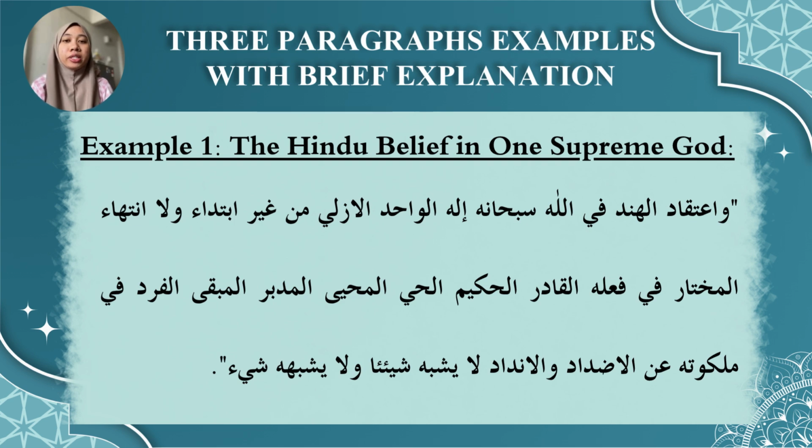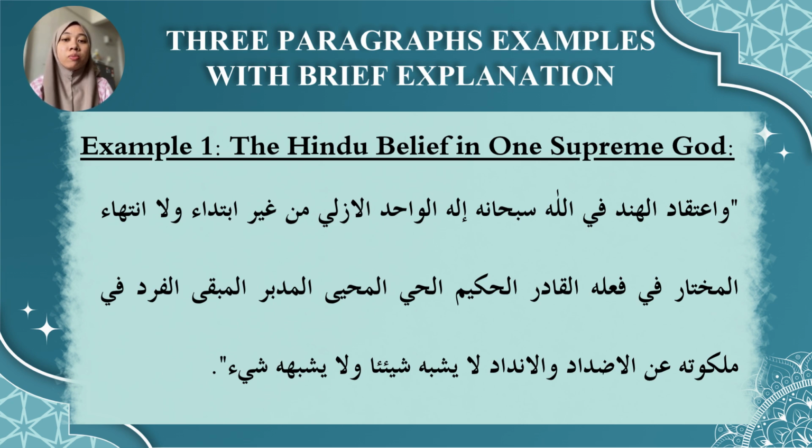Next, I will briefly discuss three examples taken from the book. The first example concerns the Hindu belief in one supreme god. In this passage, Al-Biruni explains that educated Hindus believe in one eternal and all-powerful god. This finding is important because it shows that Hindu philosophical thought includes the concept of a transcendent god and is not limited to idol worship, as often misunderstood.